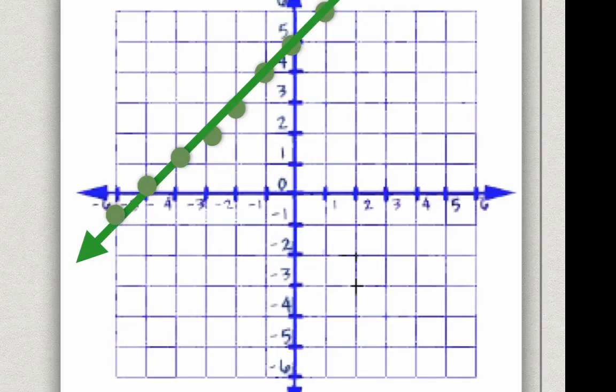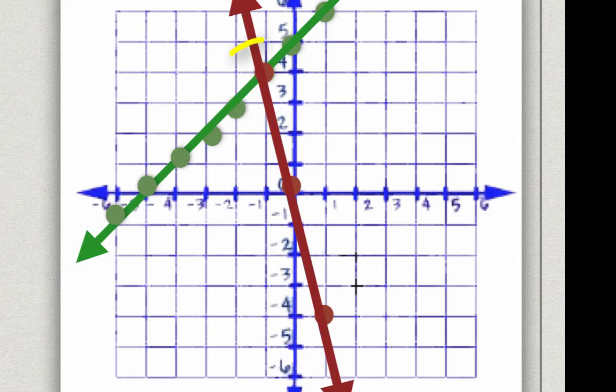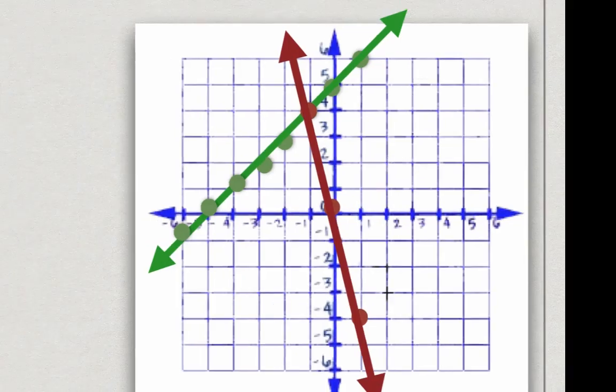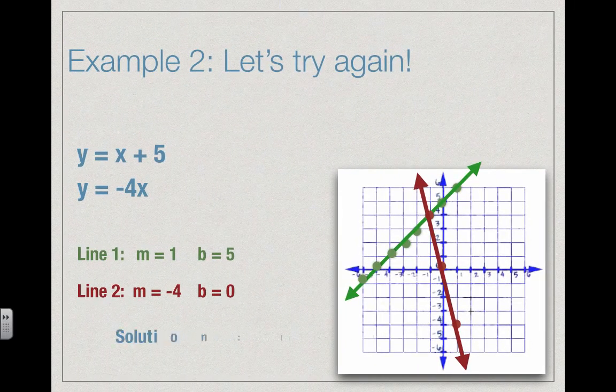For the second equation, it starts at b equals 0, so we'll put a dot there. And since the slope is negative 4, that means we're going to go down 4, right 1, which is right there. And then we also have to go up 4 and left 1, which is there. And since we can't put any more dots on the graph, we'll just go ahead and put our line through there. Here's where the two lines intersect, and so the solution to the system is that point, which is negative 1, 4.